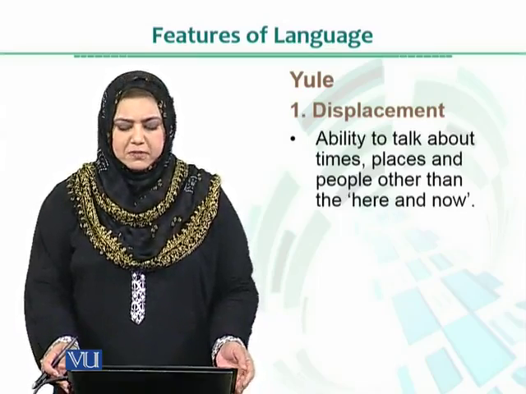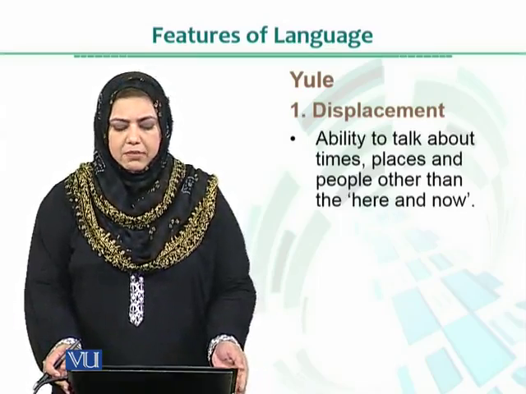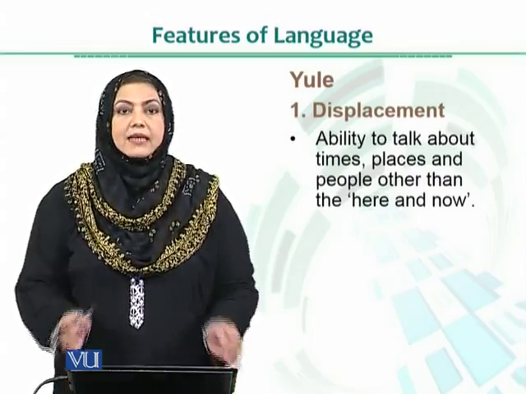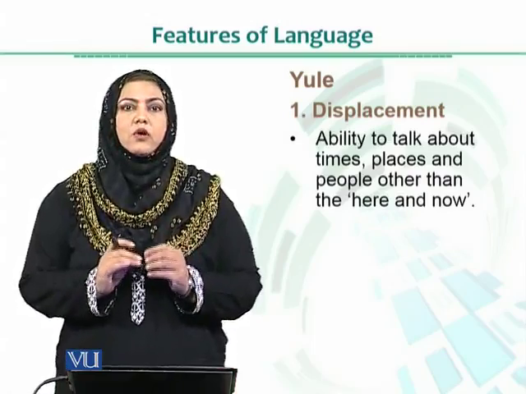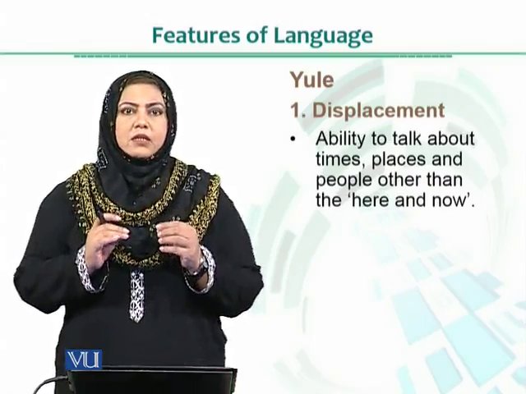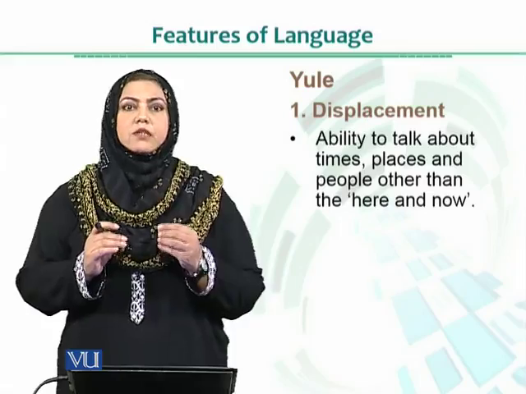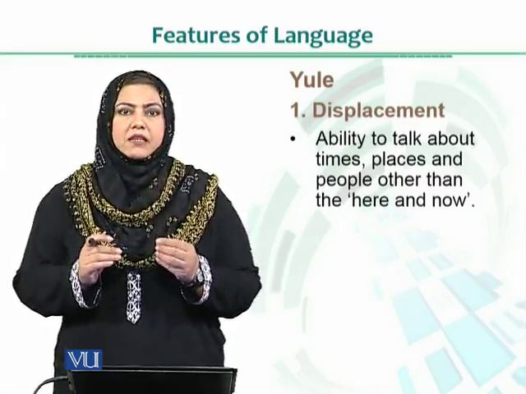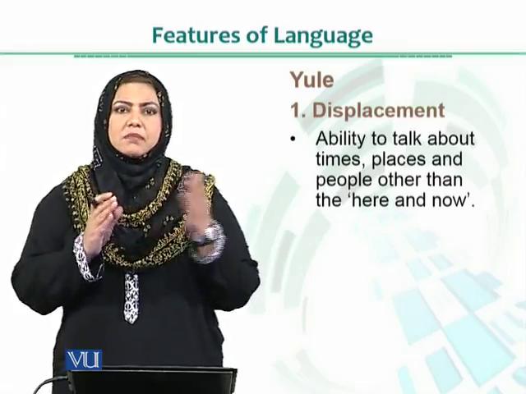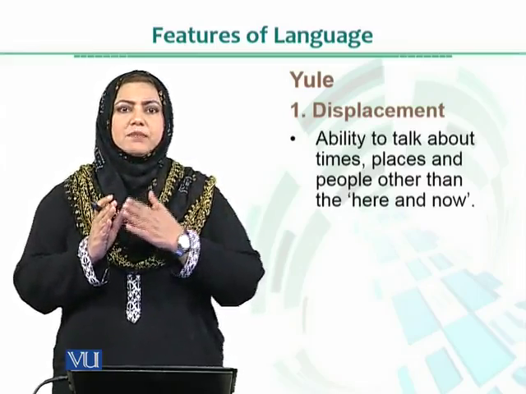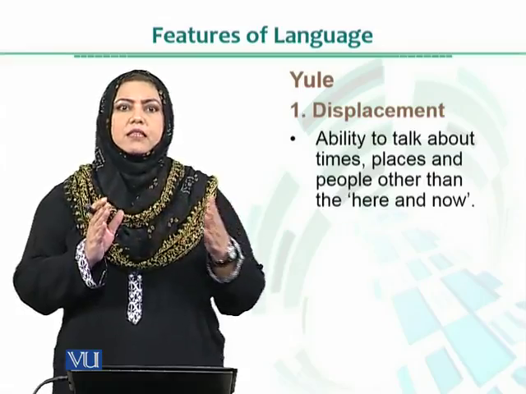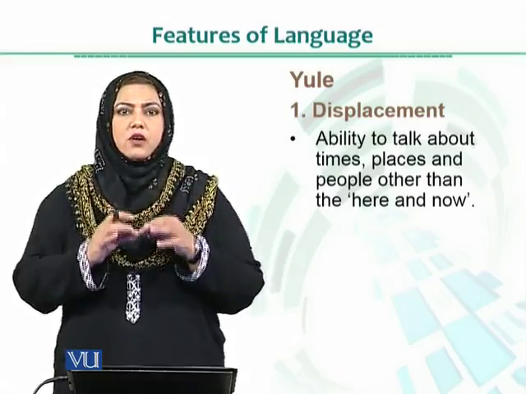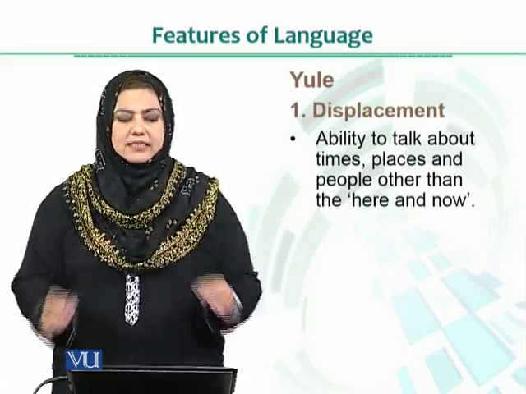Well, what is displacement? This is the ability to talk about times, places, and people other than here and now. You know what the difference is? An animal can make a cry, for example, to tell that here, right now, there is a danger. But human beings can talk about something that took place far off in the past, or something that may take place in the future. So, not here or now necessarily.